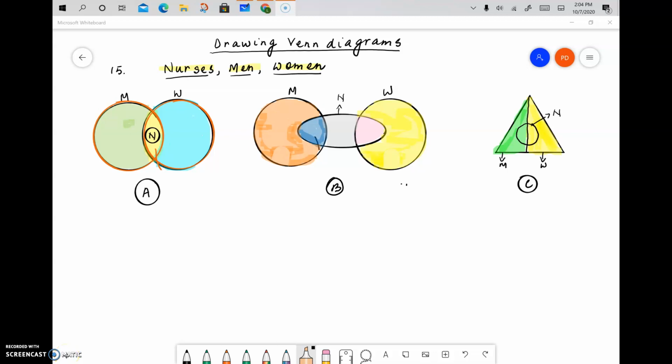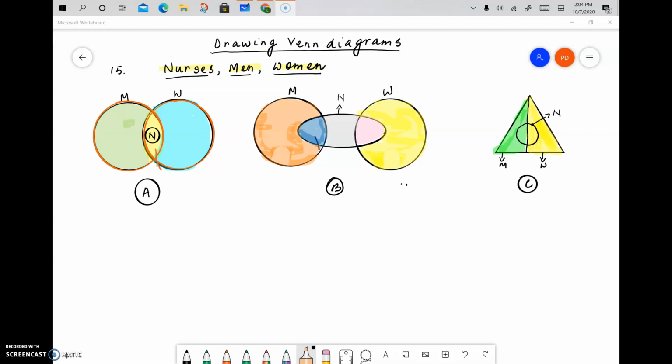So we're given three sets here: nurses, men, and women. So three groups. And we're going to draw a Venn diagram that represents the relationship among these three groups. So let's look at the different possibilities here, and let's see what's wrong with some of them.